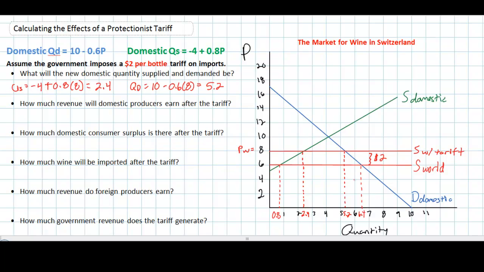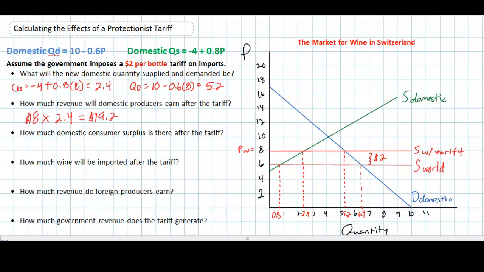Domestic producers are definitely going to gain from a tariff on imported wine. The reason for this is that they are now selling their wine at a higher price of $8 per bottle, and in addition they're producing a greater quantity. The new amount of revenues earned by Swiss producers of wine is therefore $19.20.